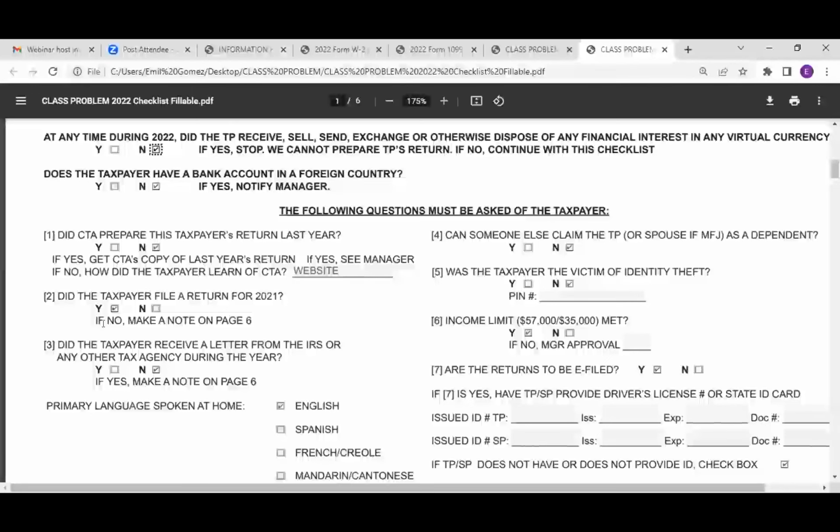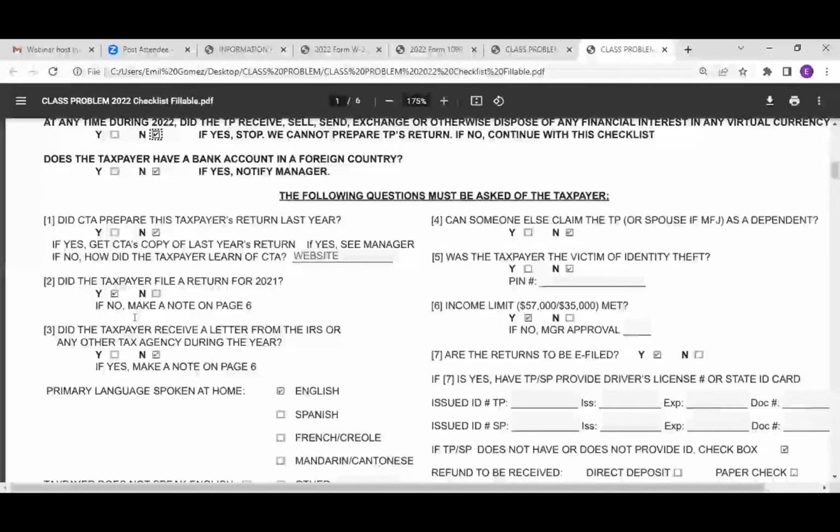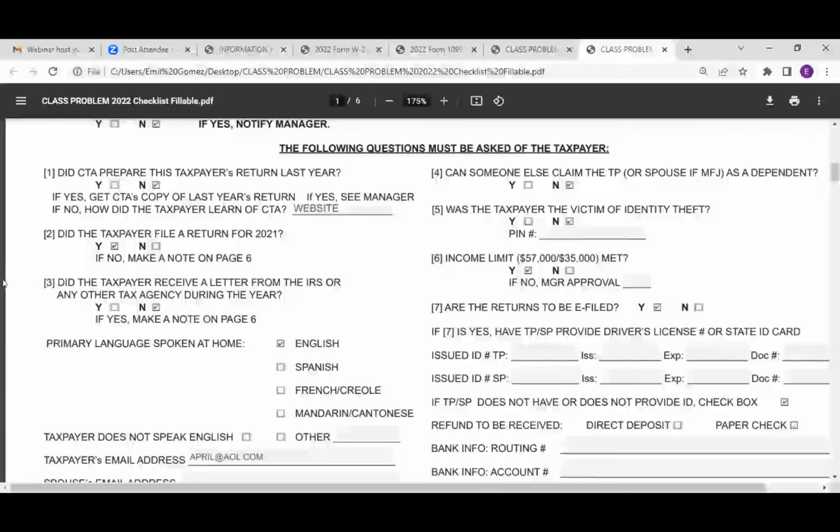We need to know this for demographic purposes. We're towards the bottom of page 1. Did we prepare this return last year? And the answer in this case is no. And that gets us to our outreach. How did this person learn about us? How did they know about us? Well, in this case, it was through the website. So make sure you answer these questions. We want to know how effective our outreach is, in terms of that person learning about us through our website or through another neighbor of his or hers who recommended us. We need to know this. We'd like to know this.